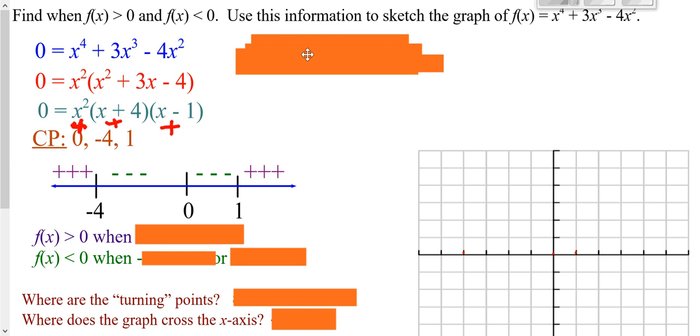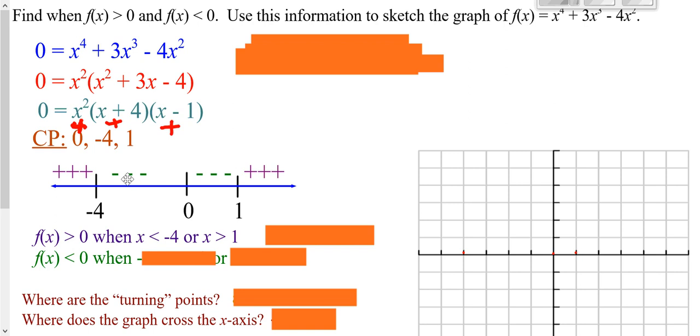So we would know, off of our number line, we want to write, where is it greater than 0? Well, it's greater than 0 over here in the purple and to the right over here. So to the left of negative 4 and to the right of positive 1. Since we have two totally separate regions, we join them with an OR statement.